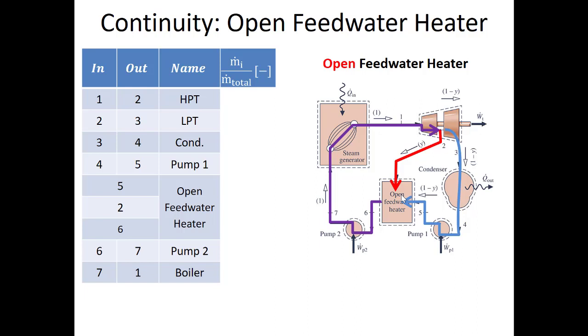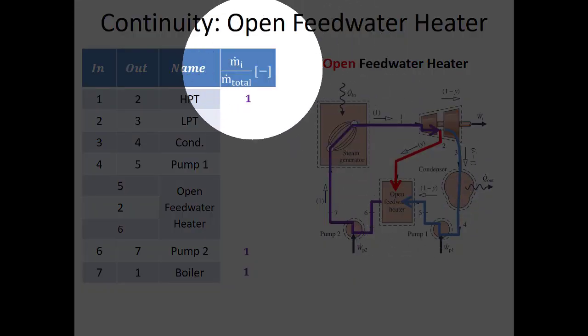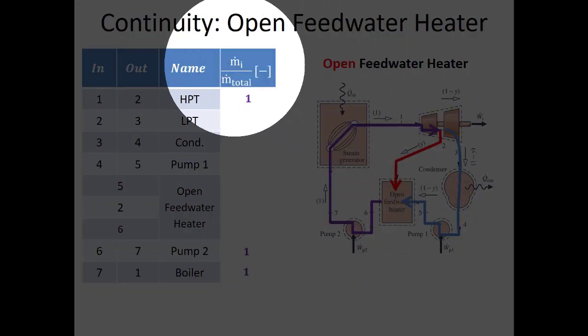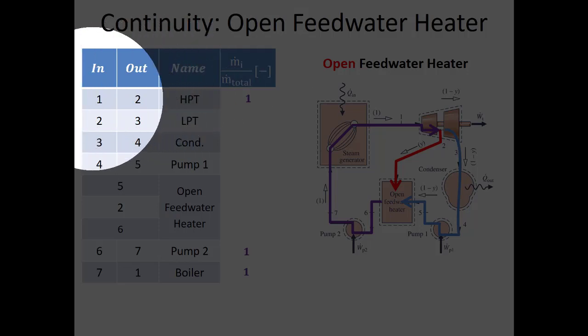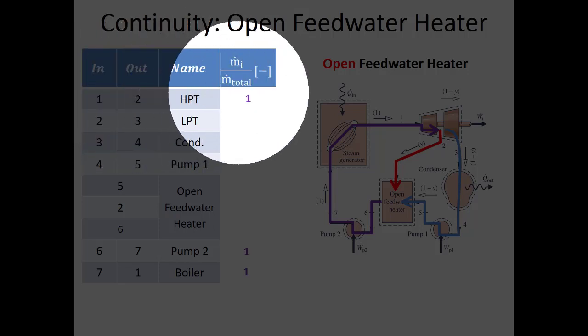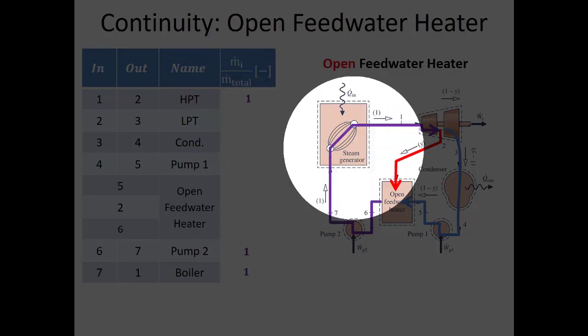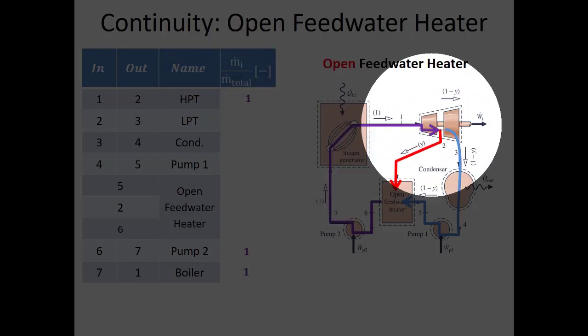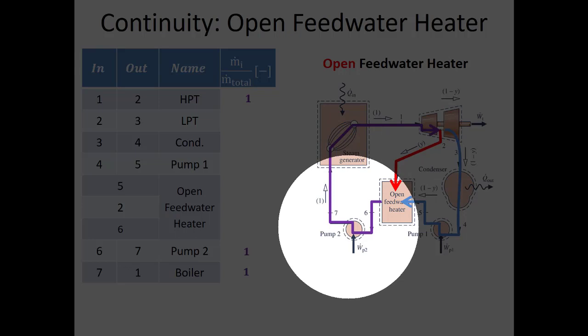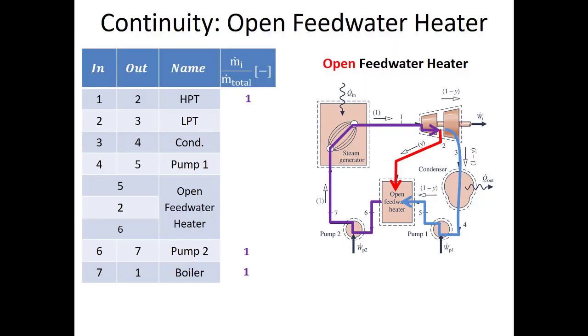So for this open feedwater system, I can look first for places where all of the mass flow rate goes. Now notice here in this table, the column that I have here is the mass flow rate through whatever component I'm talking about, which is defined by the inlet and outlet states, divided by the total mass flow rate, right? So here, 100% of the mass goes through the steam generator, the high pressure turbine, and this pump 2, right?